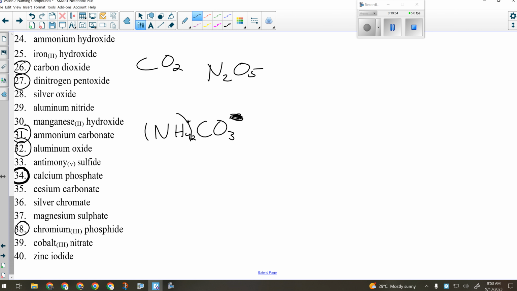And then we got aluminum oxide, so that's ionic. Al 3+ with oxygen, -2, drop and swap, Al2O3. Done with that one. And then calcium phosphate, also ionic because calcium's a metal, Ca 2+. Phosphate is PO4 and it's a -3, so we drop and swap a 3 here, with brackets, and a 2.